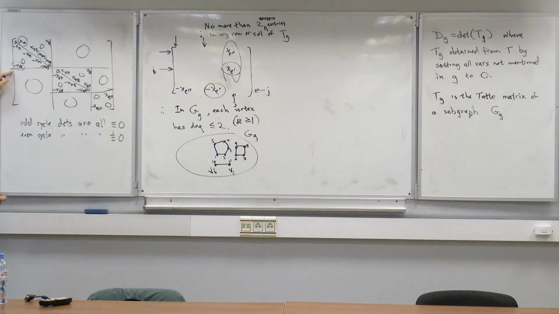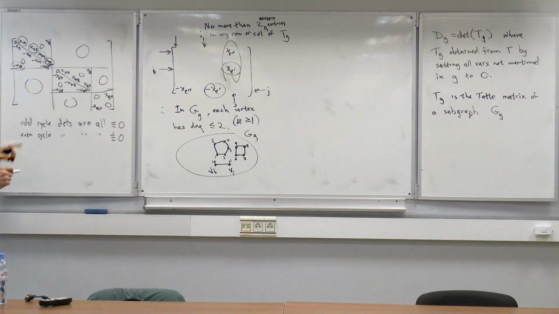But if I pick x15, now I can't pick x12 because they're both in the same column. So I have to pick x23. Which means I can't pick x34, or minus x34, because it's in the same column. So I have to pick x45. And that's my permutation. So if the permutation term I get in the determinant includes x12, then it has to look like this. It has to correspond to a cycle, a single cycle going around.